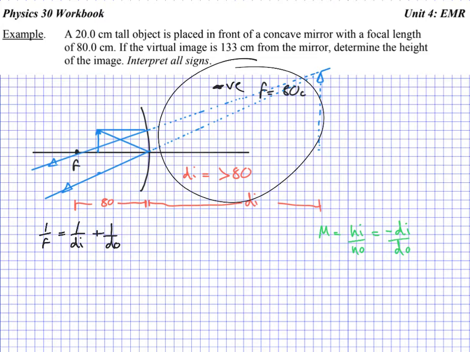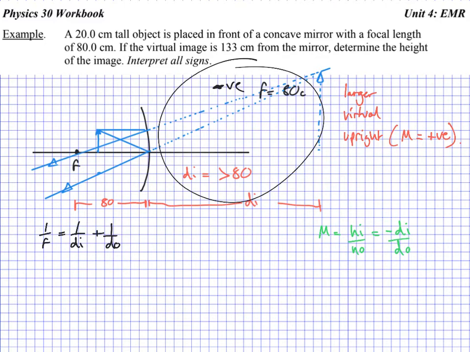Before we do that, let's just qualitatively describe what sort of image we're looking for. Let's put it up here. We know that it needs to be larger. We're told that. It needs to be virtual, because we're told that in the question. And it's going to be upright. So this means that any magnification is going to be a positive value.